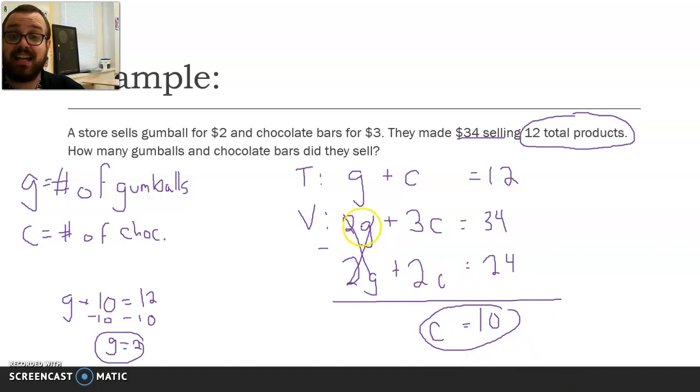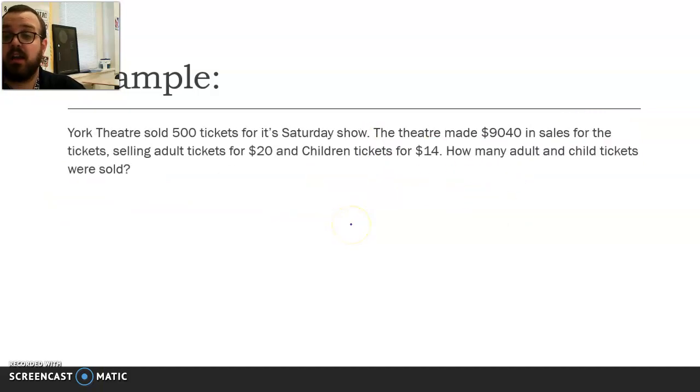We can check it in the other equation. 2 times 2 is 4. 3 times 10 is 30. 30 plus 4 is 34. So $34 altogether. That's what I earned off these gumballs. Okay, setting up my total equation and my value equation. Let's go ahead and look at another one.